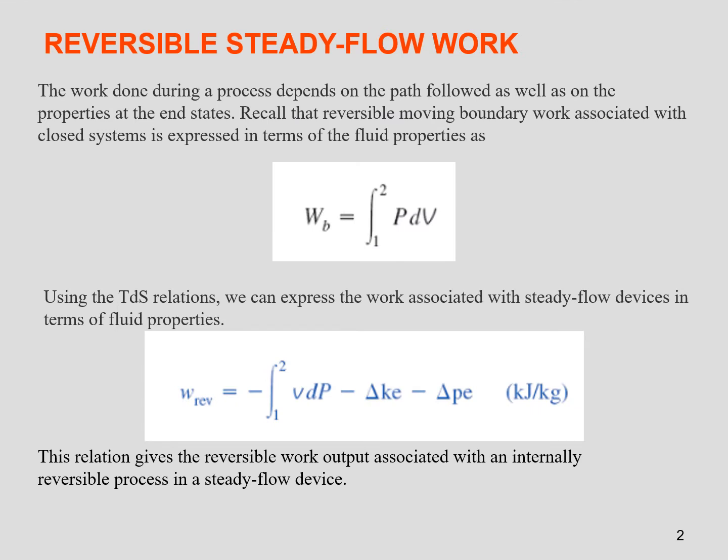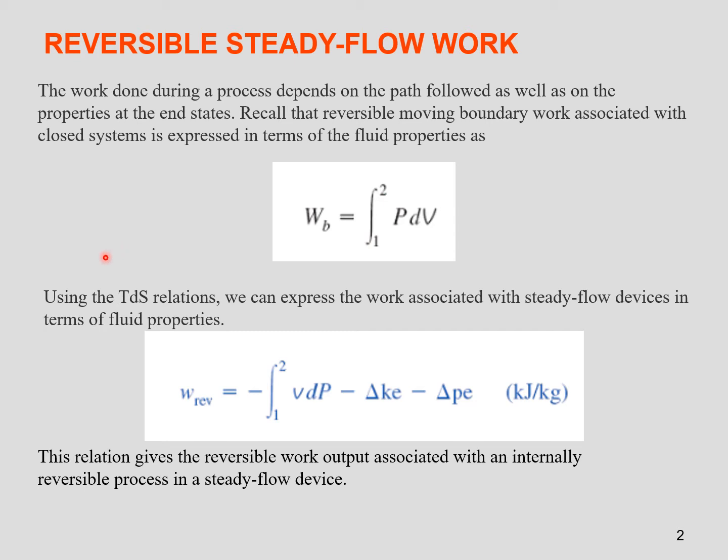So in this section of the book, we're going to begin to look at reversible steady flow work. The work done during a process depends on the path followed as well as on the properties at the end states. Recall that a reversible moving boundary work associated with closed systems is expressed in terms of the fluid properties. We can express that as the following integral. It's the integral of PdV from state 1 to state 2.